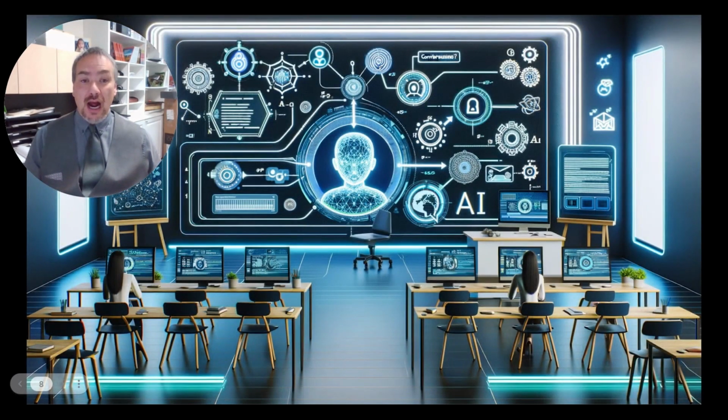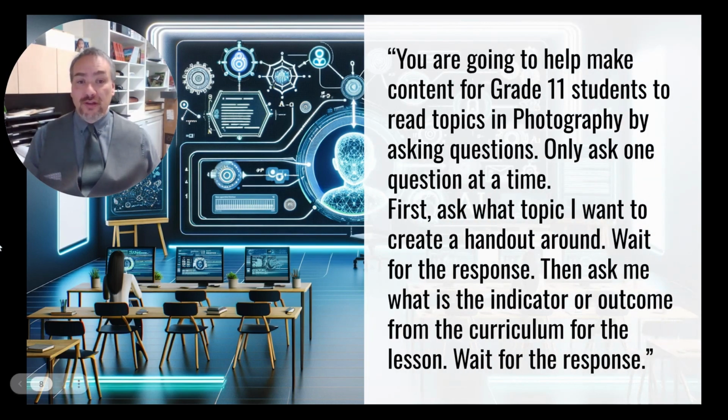Now, from here, I recommend a conversational step-by-step approach. This means structuring your prompts so ChatGPT will ask you one question at a time before moving ahead with generating your content. This allows you to break down what you want to create into manageable chunks. For example, you are going to make content for grade 11 students to read topics in photography by asking questions. Only ask one question at a time.